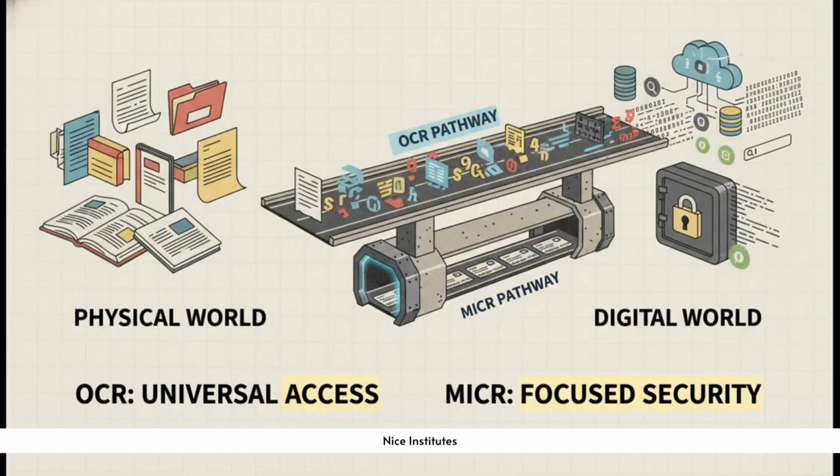You know, when you boil it all down, this is really what it's about. Both of them have the same mission, to bridge that gap between the physical, printed world and the digital world. But they take completely different paths to get there. OCR's path is all about making information accessible. MICR's path is all about making transactions secure.